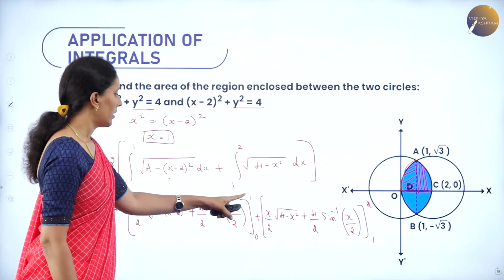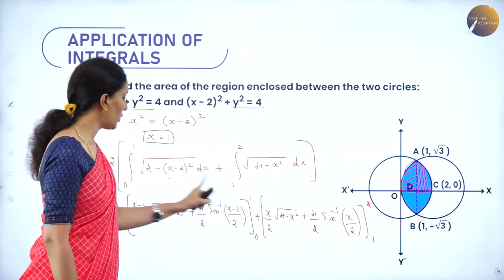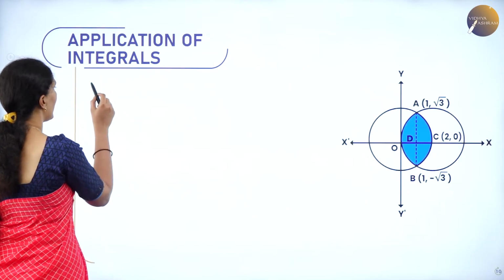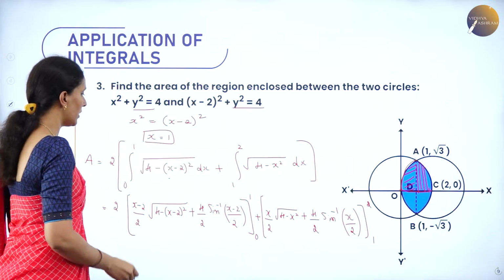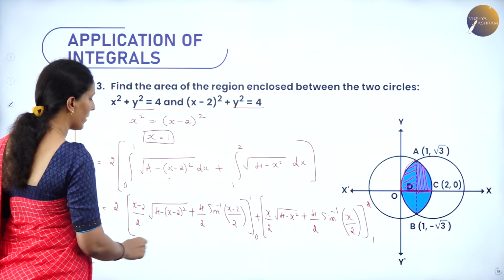Now here you have 1 and for 0 the complete expression becomes 0 here. Now let us apply the limits for this. So we have area is 2 times. So here if you substitute 1, 1 minus 2 is minus 1, by 2.